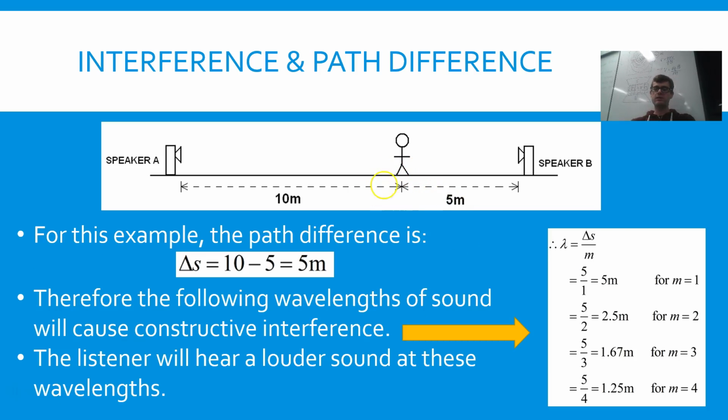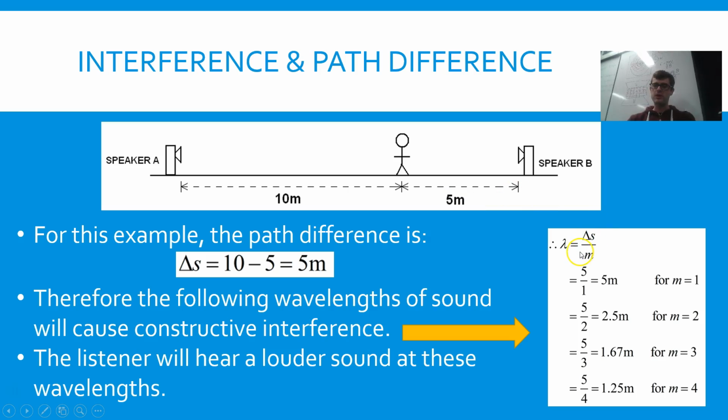So let's have a look at the actual maths for this. Well, let's do the constructive interference part first. So the path difference, the extra distance that the sound from speaker A has to travel compared to the sound from speaker B, is equal to the 10-meter distance from A to the person, take the 5-meter distance from speaker B to the person, which gives us a path difference of 5 meters. Or in other words, the sound from speaker A has to travel an extra 5 meters.